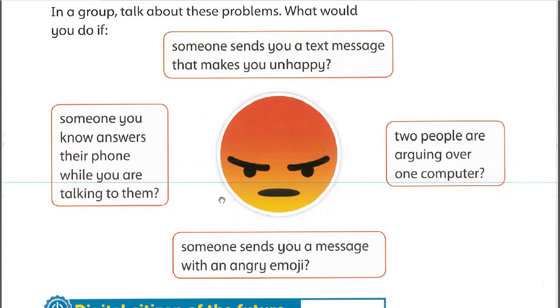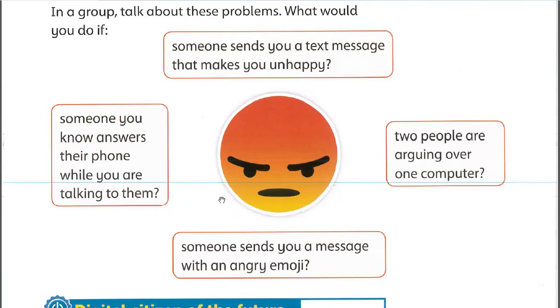Someone you know answers their phone while you are talking to them. Many times when people are talking with each other and a call comes, what should you do? You should wait. Wait for your turn. If while you are talking with someone, another boy comes and makes an interruption, he starts talking with the other person. What should you do? You should leave from there and go. You should not argue with them.